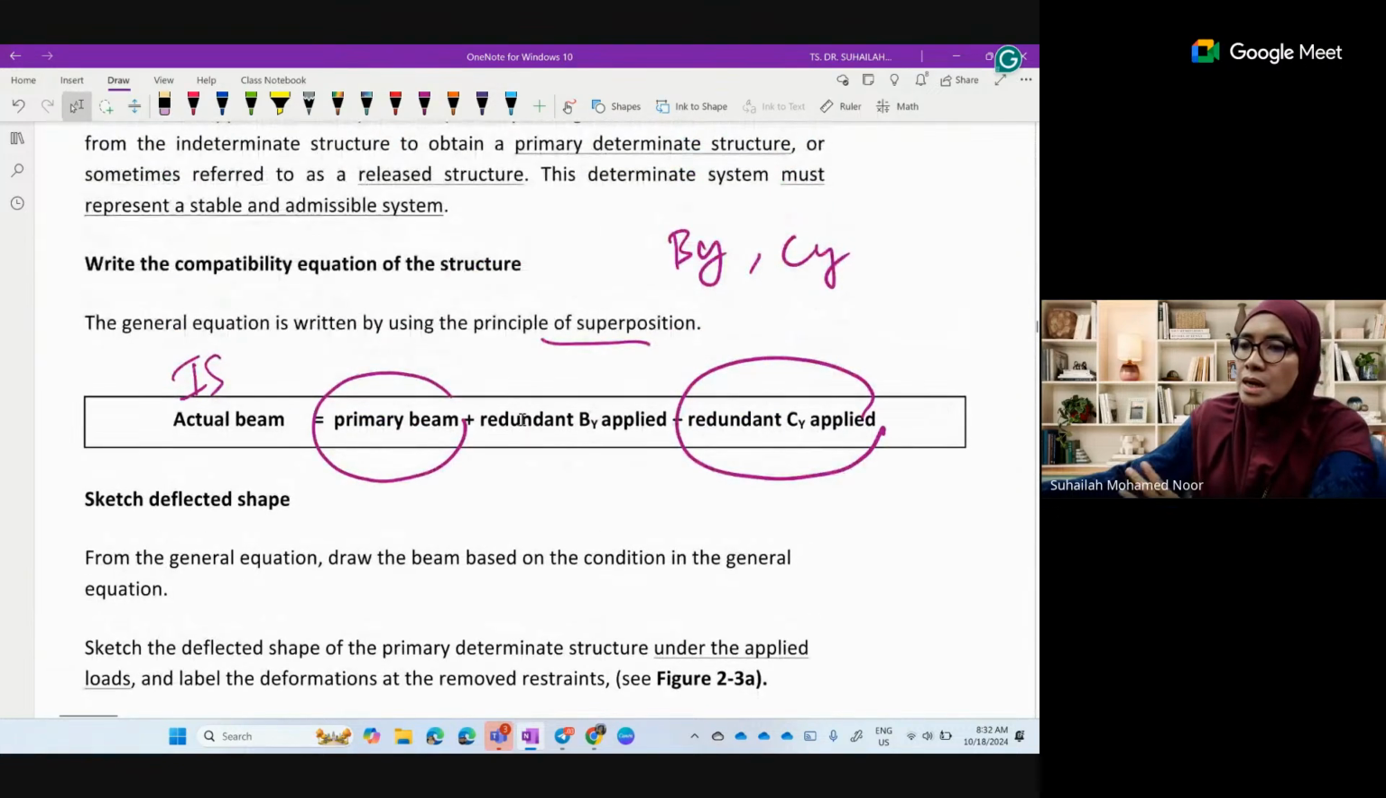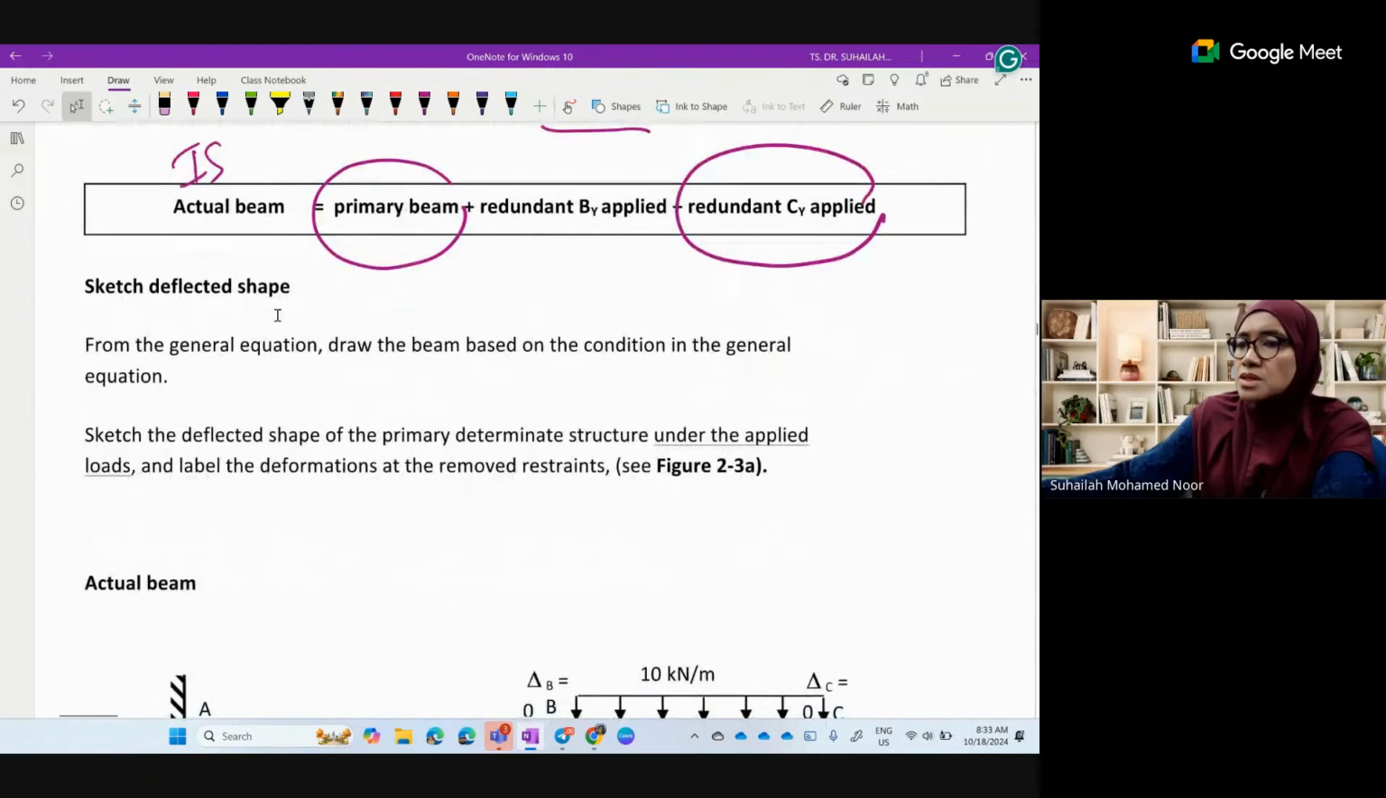Okay, remember the compatibility equation. The compatibility equation based on displacement at redundant position. So now redundant position kita satu dekat B, satu dekat C. Okay, redundant position BY, B kan? CY, C kan? So this is the position, redundant position. One is position at B, another one is at C. So that's the position. Okay, means that we will look at the displacement at 2 point. One B, another one is C.